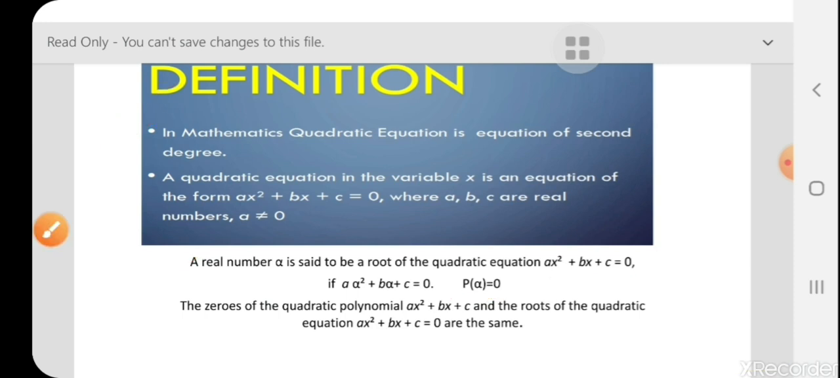Another thing: the zero of the quadratic polynomial ax square plus bx plus c and the root of the quadratic equation ax square plus bx plus c is equal to 0 are the same. That means the term we used as zero in the case of a polynomial, we will use as root in the case of quadratic equations.